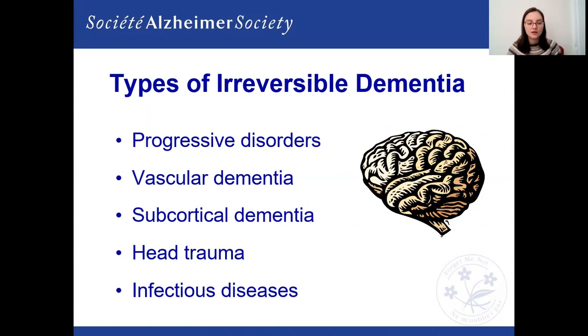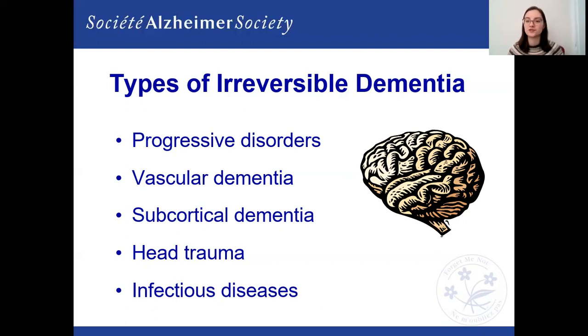What do we mean by irreversible? While we mean that these types of dementia are progressive and degenerative, they do get worse over time. The brain damage that occurs with these conditions cannot be fixed or reversed. So if a healthcare provider has ruled out all of the reversible types of dementia that we just talked about, they may consider these irreversible types.